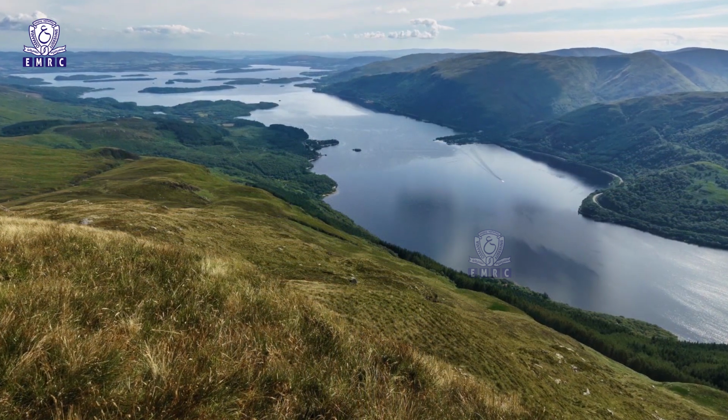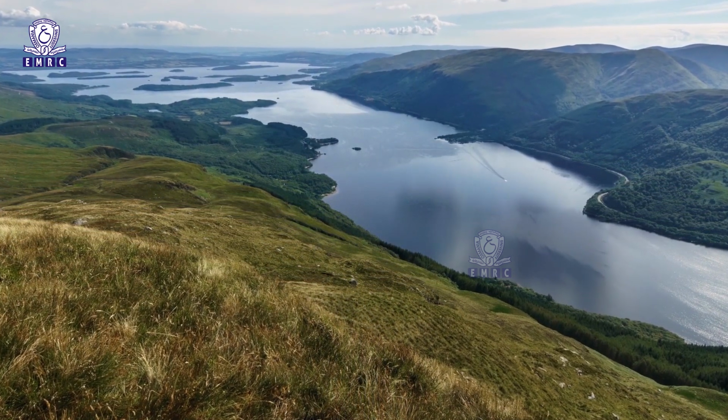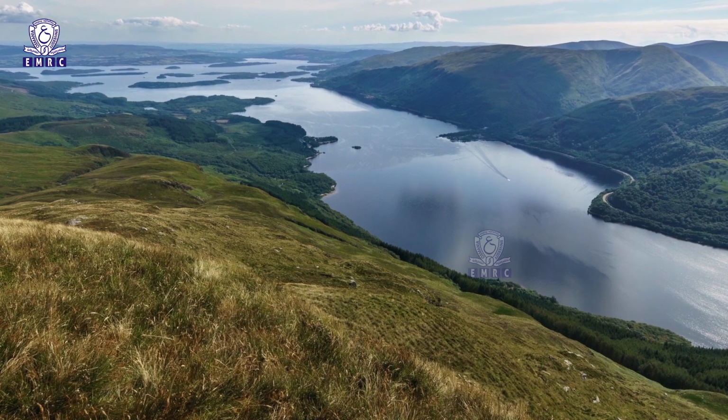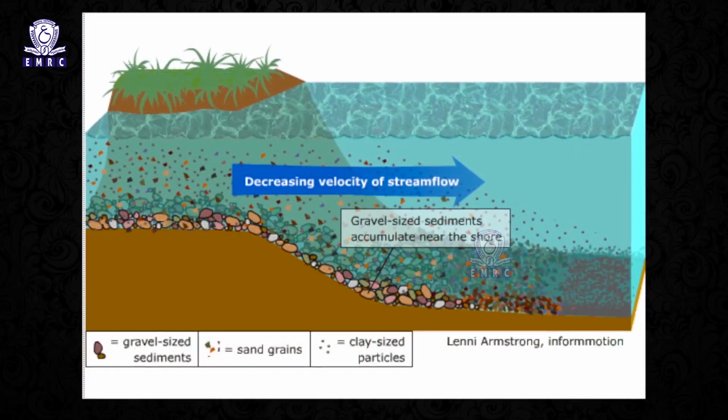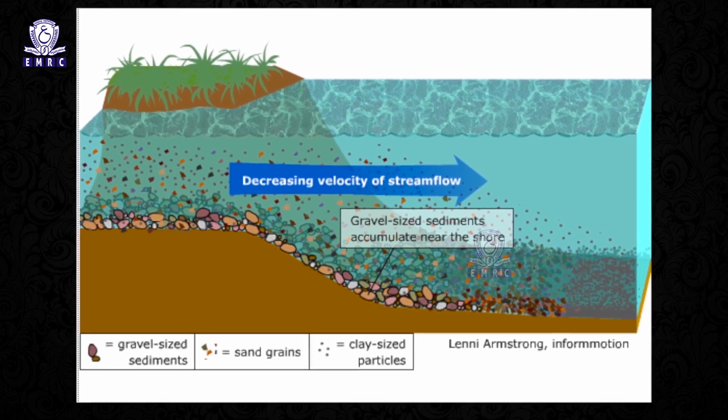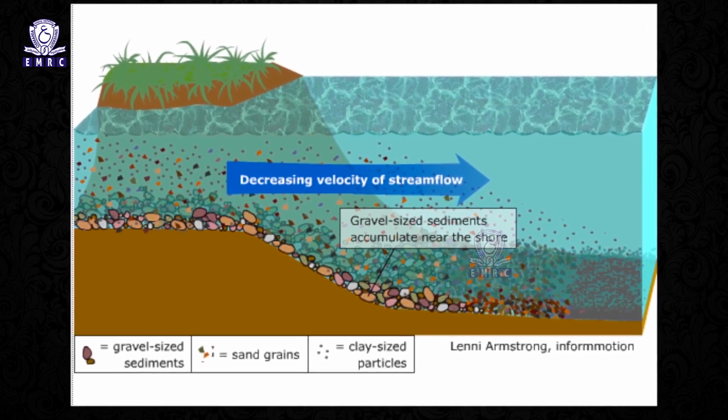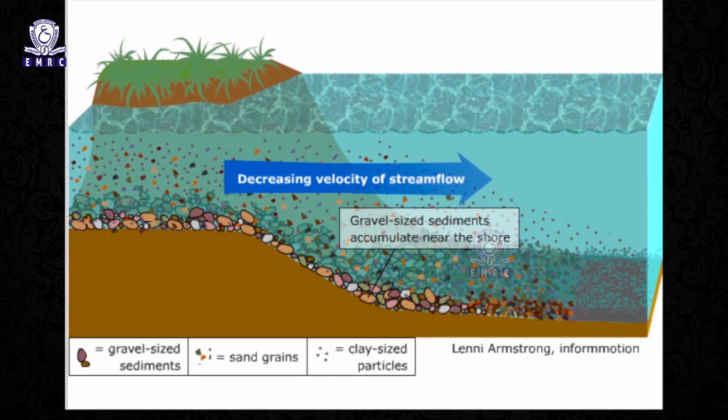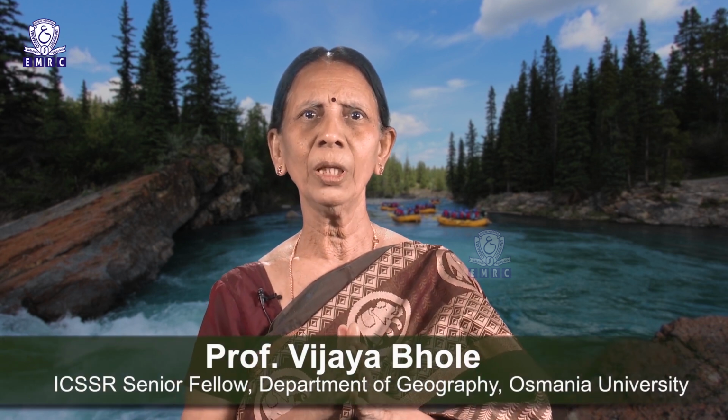With further reduction in the velocity, the coarse sand is deposited, followed by finer sand. The finest particles or deposits are deposited near the mouth of the river or delta. Thus, when the river loses its velocity on gentler slopes, the material carried by it starts settling down. The coarser material gets deposited first and the finer material later. The process of deposition is called aggradation.